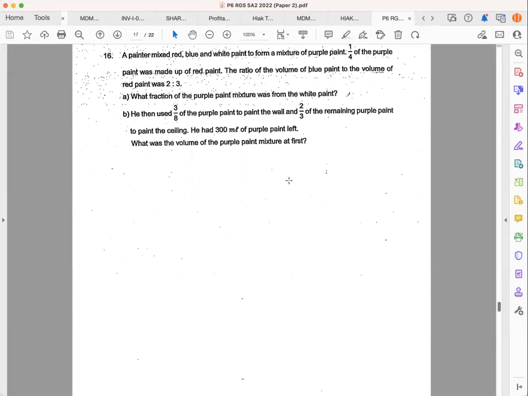One quarter of the purple paint was made up of red paint. So first, the paint is made of red, blue, and white. So the purple paint is made of 3 colors: red, blue, and white. So 1/4 of the purple paint, 1:4. 1/4 is red, and 4 is the purple. Because there are 2 other colors, blue and white, that will be the other 3/4 of the paint that makes up the purple paint.